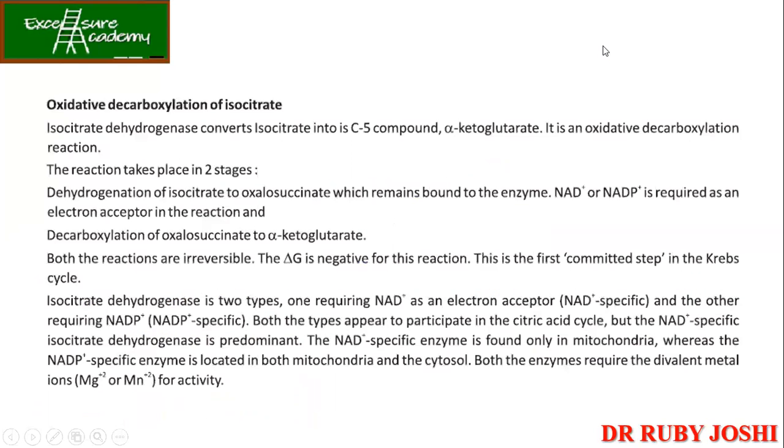Now, oxidative decarboxylation of isocitrate. So what steps do we have? Citrate, cis-aconitate, and then you get isocitrate. Isocitrate dehydrogenase will convert isocitrate into a 5-carbon compound, alpha-ketoglutarate. It is an oxidative decarboxylation reaction. Decarboxylation means this is the step where CO2 is released. It is a dehydrogenase, as I always said, so here NAD plus will be reduced to NADH.